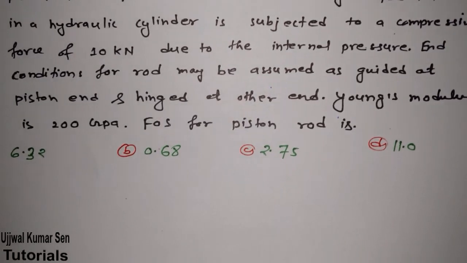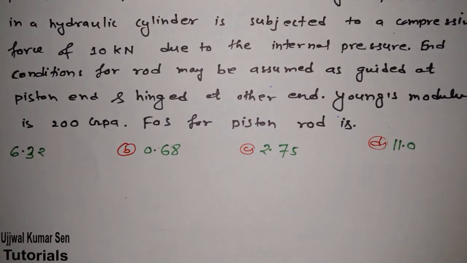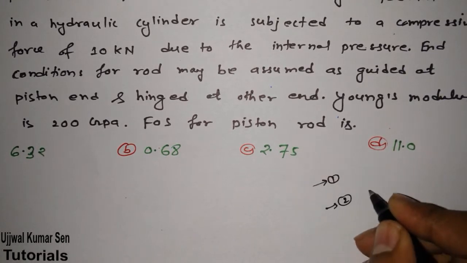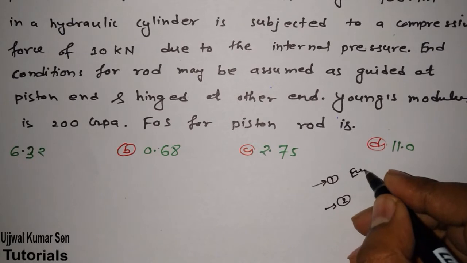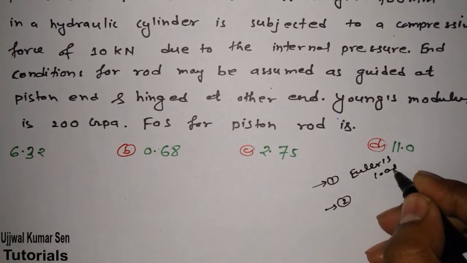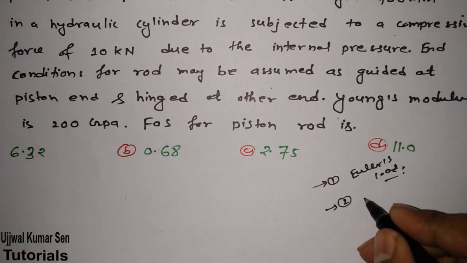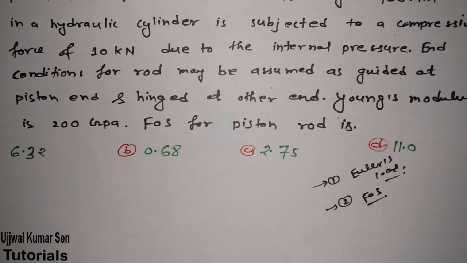So let me share with you where they have asked the question. Basically, to solve this question we require two concepts. One is Euler's load, buckling load, crippling load. We need to understand that, and of course we need to understand the concept of factor of safety. If we understand these two things, then things become quite easier for us to solve the question.